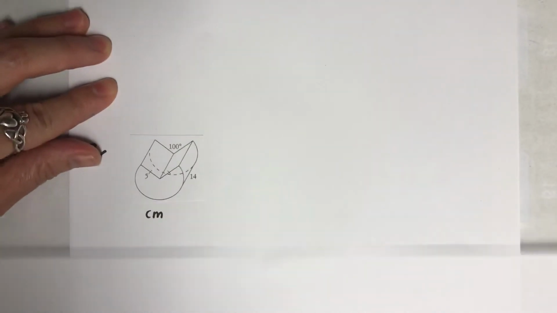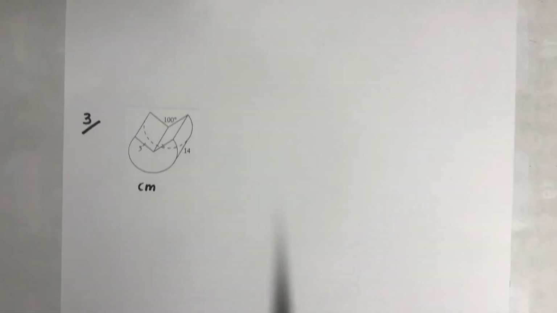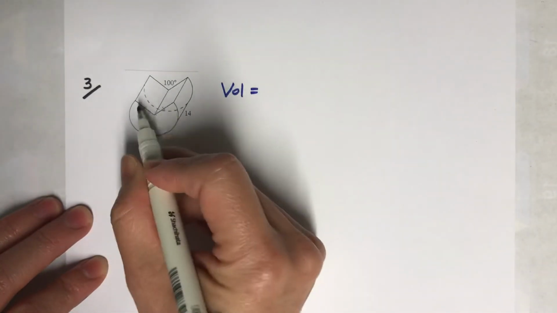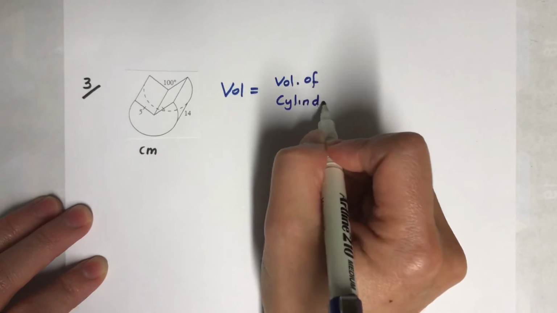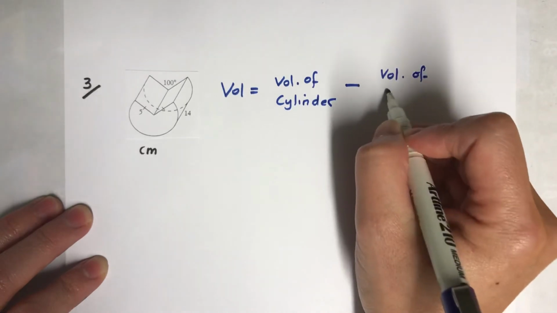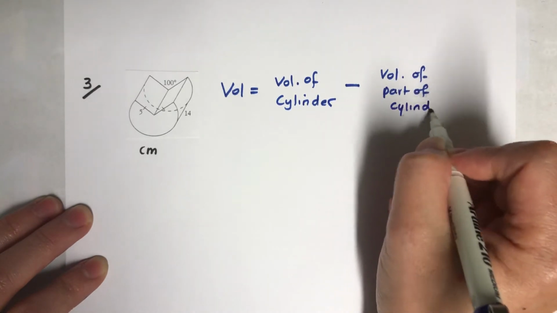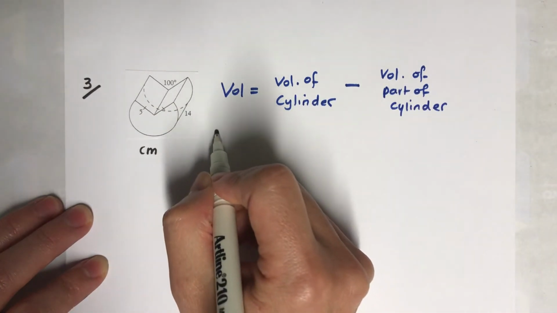Next one. I've got this one that looks a little bit similar to the previous one, but it's not. It's a cylinder with part of the cylinder taken out. Okay, so what I'm going to do here is the volume of the solid equals the volume of the cylinder, the whole thing, and then take away the volume of part of the cylinder. So this part, if I just take this one out, see if I can sketch something like that.